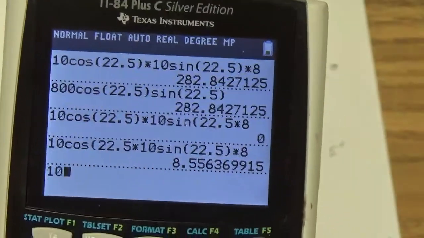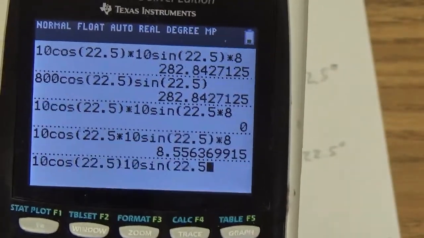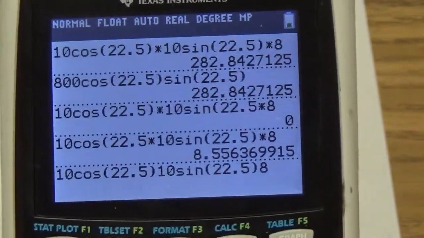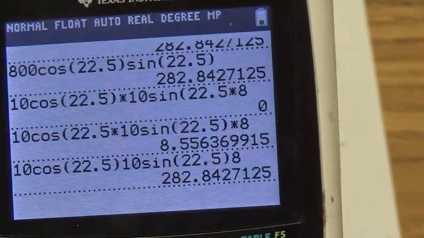Last one I'm going to show you is you don't really have to have the times signs in there, so if you just do 10 cosine 22.5, close, 10 sine 22.5, close, and hit 8. All right, remember, if there's nothing between things in math, it means multiply anyways. Gives me the same answer. All right, last one.